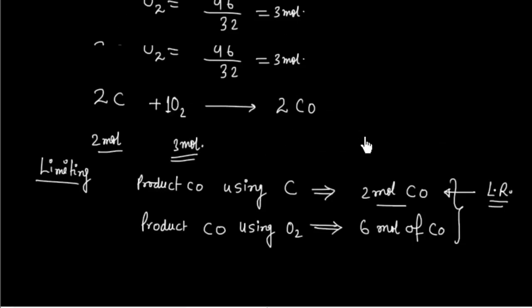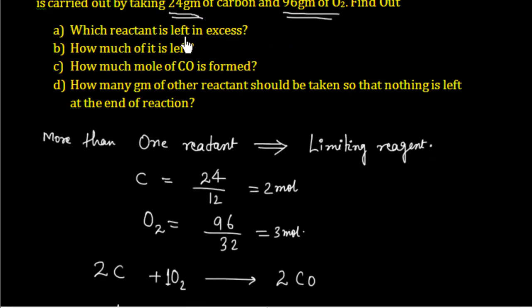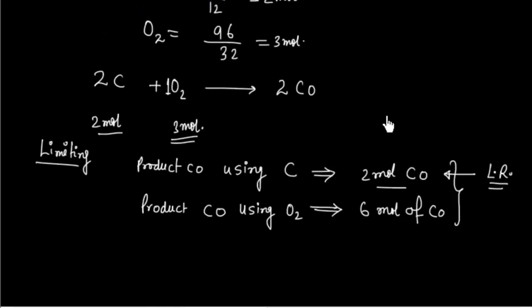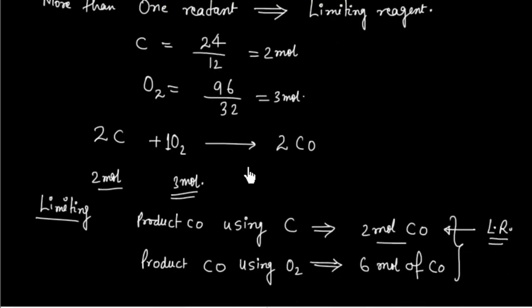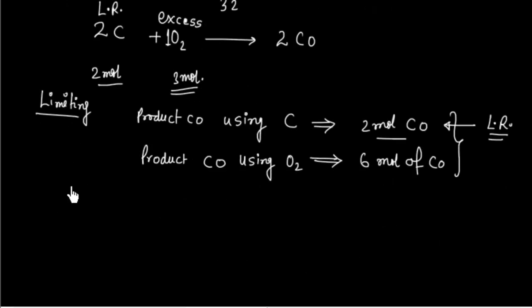So first part, which reactant is left in excess? You see carbon is limiting, so this means oxygen is in excess. So for the first part, which reagent is in excess? I can say oxygen is in excess, O2 is in excess.